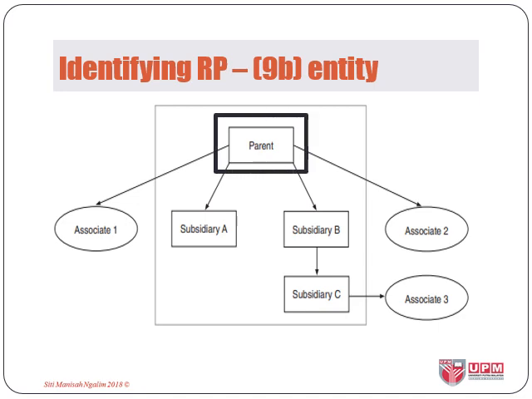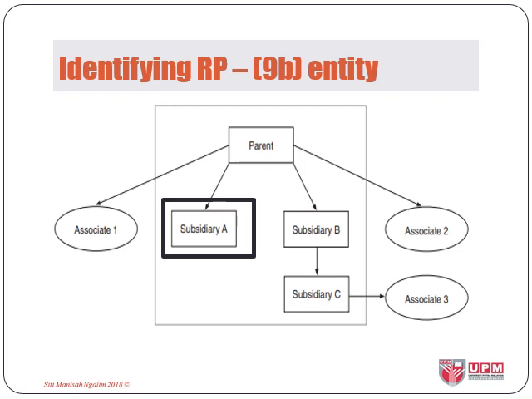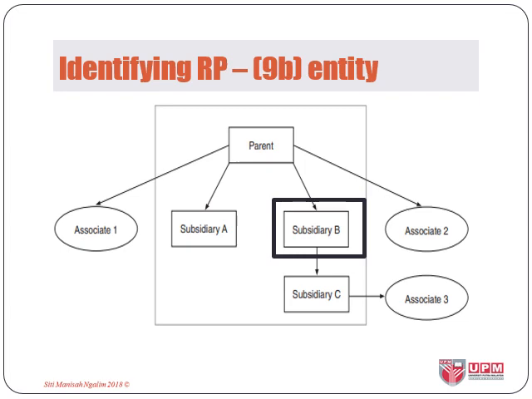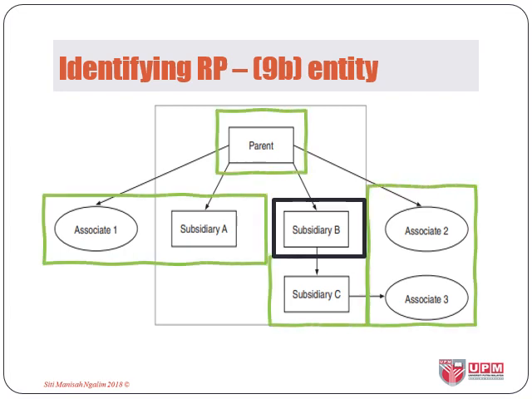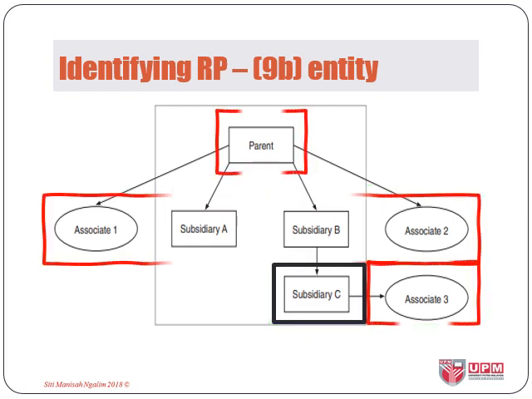For parent separate financial statements, subsidiaries A, B, and C and associate 1, 2, and 3 are related parties. For subsidiary A's financial statement, parent, subsidiaries B and C and associate 1, 2, and 3 are related parties. For subsidiary B's separate financial statements, parent, subsidiaries A and C and associate 1, 2, and 3 are related parties. For subsidiary C's financial statements, parent, subsidiaries A and B and associate 1, 2, and 3 are related parties.